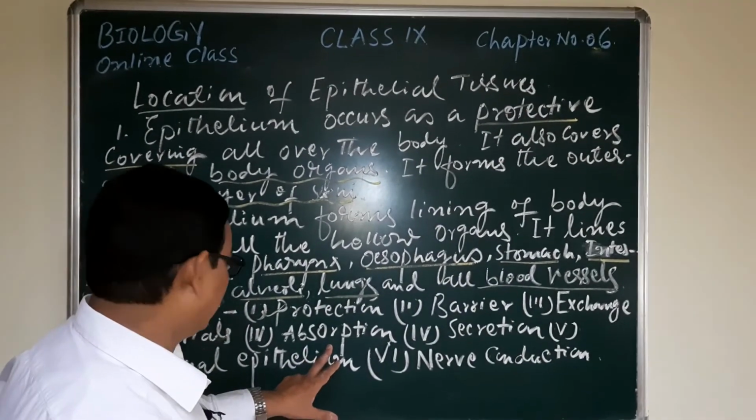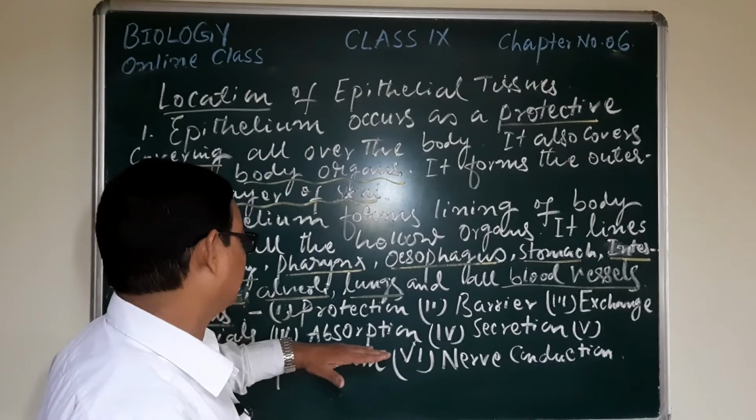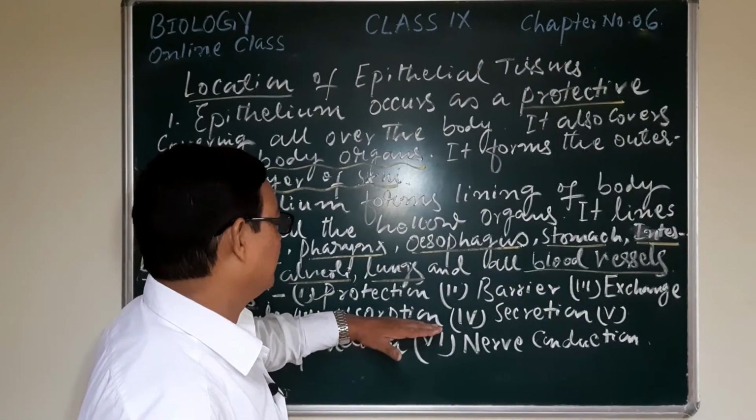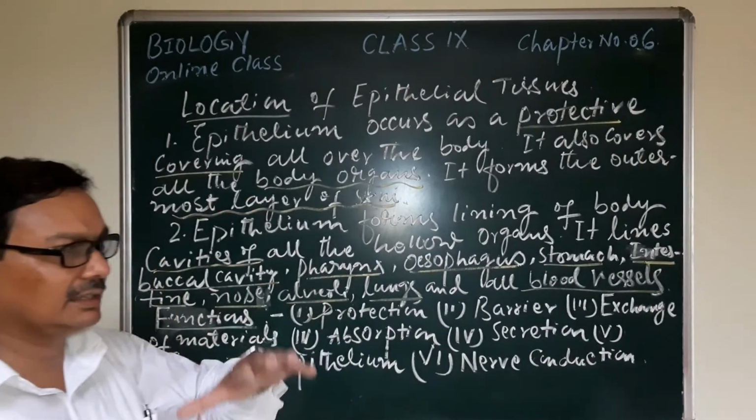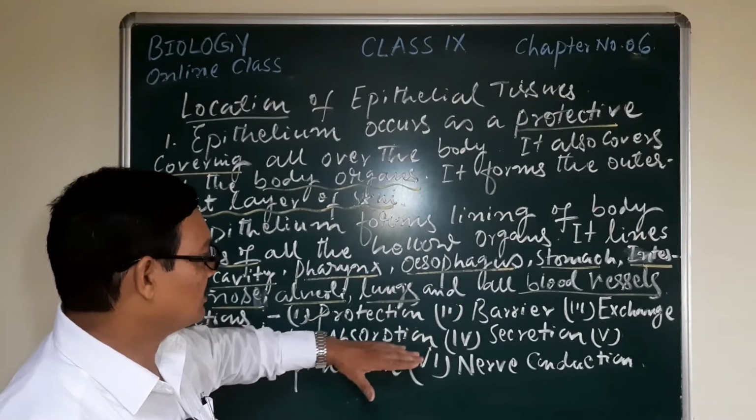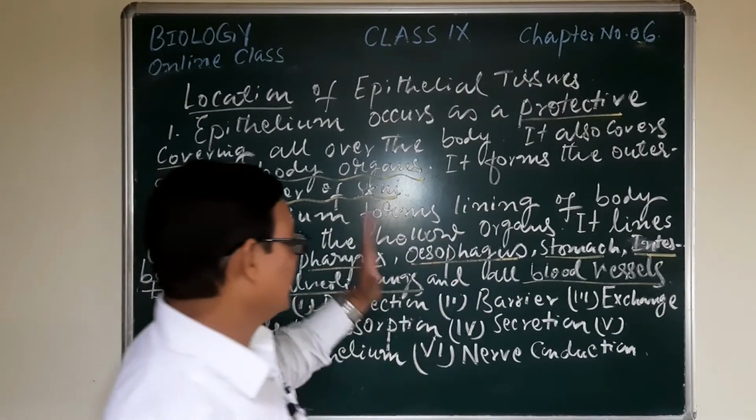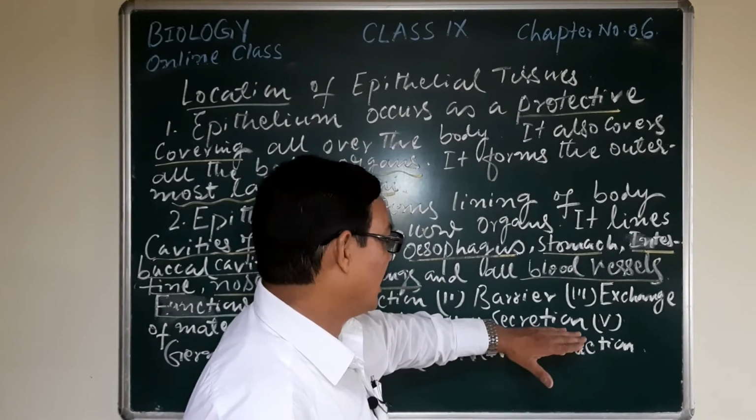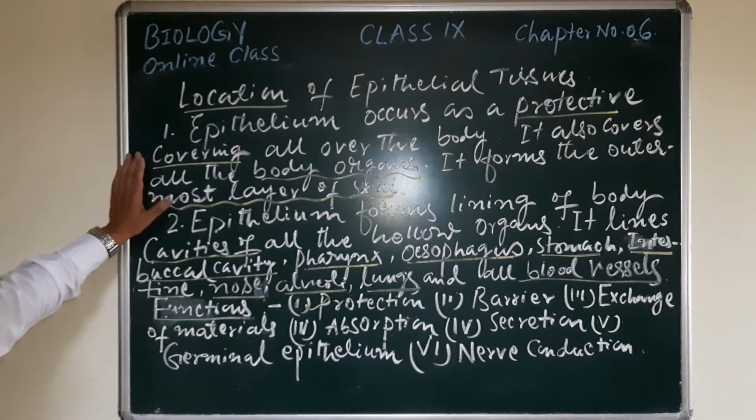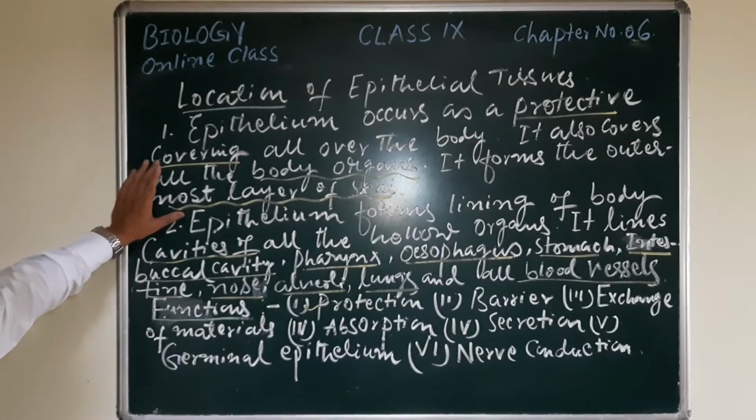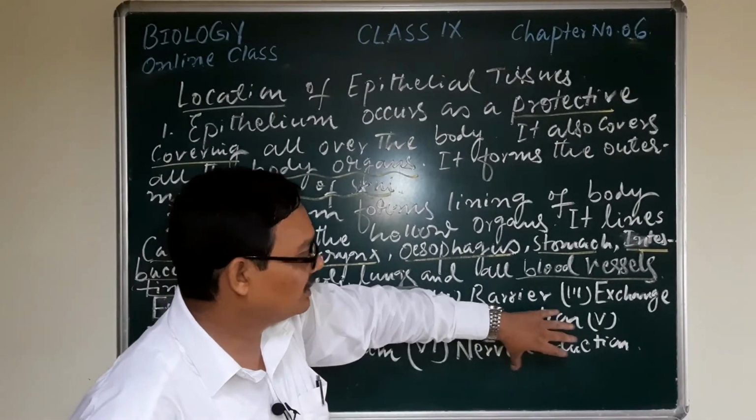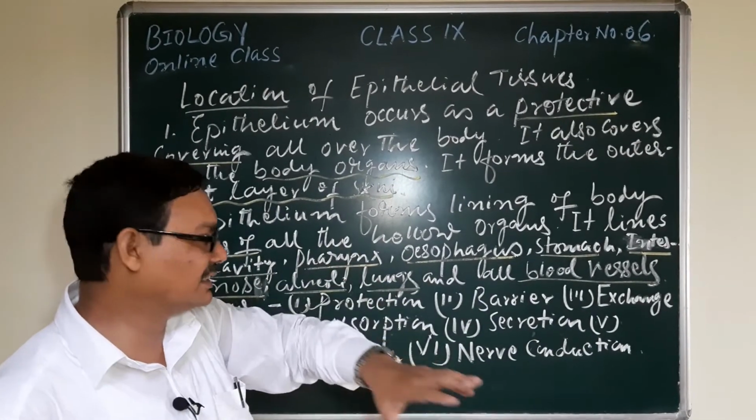And here is the next point, absorption. Within the intestine, the water and other materials, the nutrients, are absorbed, and that is also a function of this tissue. Secretion. When epithelial tissue is modified and forms the glandular epithelium, at that time it will secrete, and it will form the two different types of glands present there.